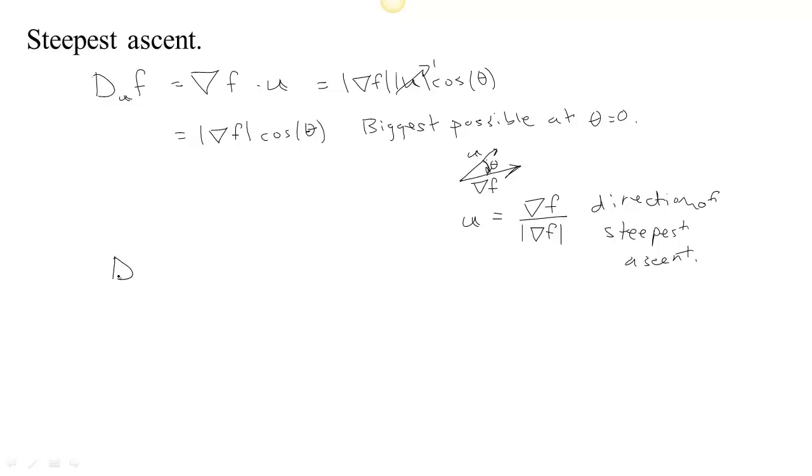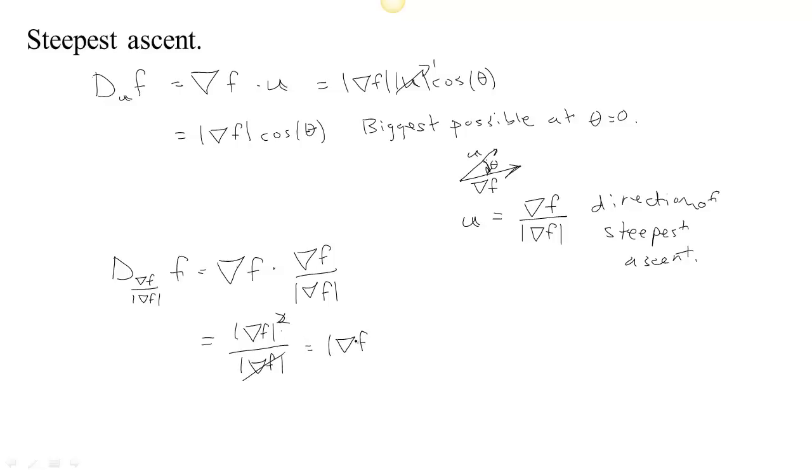Now if we go in the direction of the gradient of f, then what we get for the directional derivative is the gradient of f dotted with the gradient of f over the length of the gradient of f. The gradient of f dot the gradient of f is the length of the gradient of f squared, all divided by the length of the gradient of f, which, if we reduce, is just equal to the length of the gradient of f. So the length of the gradient of f is the maximum slope. If we go in the direction of the gradient of f, then we get the biggest slope, and the biggest that slope can be is the length of the gradient.